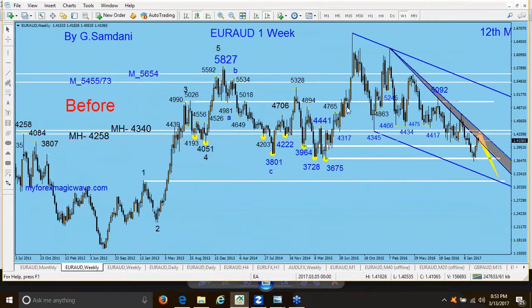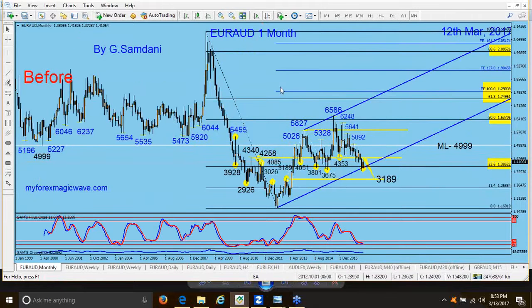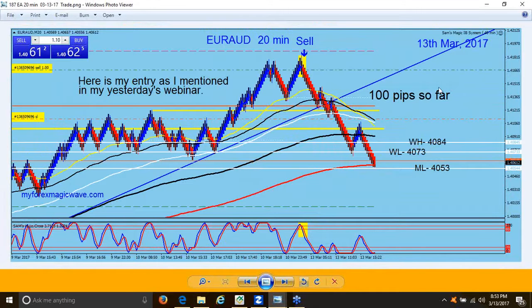So this was one of my weekly charts on Euro Aussie, that we're going to drop from here if we drop. And this is the monthly chart that I just showed you, right? From 46.26 it did drop, and what did I do with that drop earlier on the 13th? You can see this entry here. When the market opened yesterday, I made the short, more than 100 pips all the way here, and closed the trade at 40.53. These are the levels. These are monthly, weekly highs and lows, and this is all I teach in my webinar as well. So this is how it is, right?